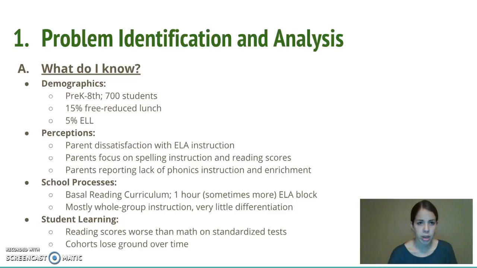Category 1 is problem identification and analysis. First, I need to answer the question, what do I know? As far as demographics, I know that there are students pre-K through 8th grade, 700 students total. 15% of students are free and reduced lunch, and 5% of students are English language learners.